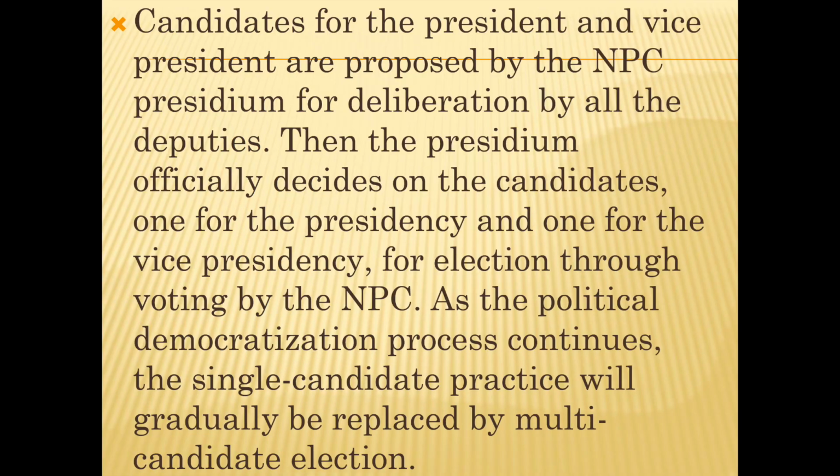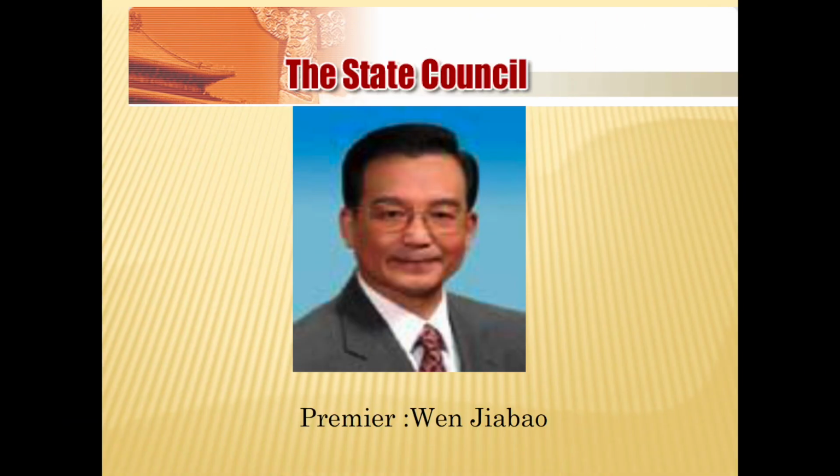The next is that the candidates for the president and the vice president are proposed by the NPC Presidium for deliberation by all deputies. Then the Presidium officially decides on the candidates, one for the presidency and one for the vice president, for election through voting by the NPC. As the political democratization process continues, the single candidate practice will gradually be replaced by multi-candidate election. So that is the process in this country.